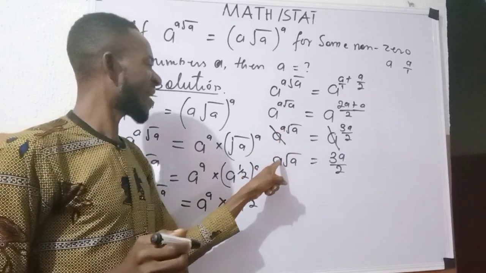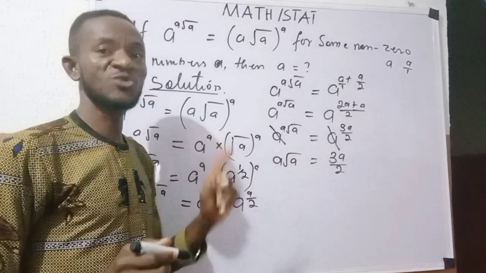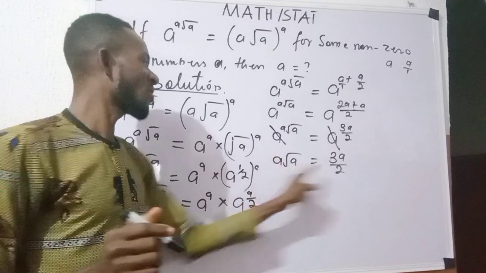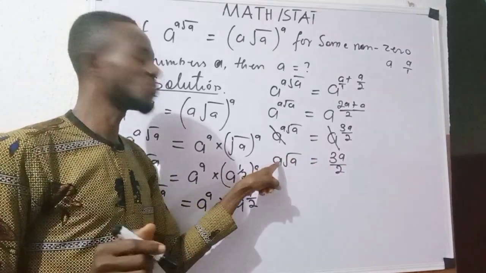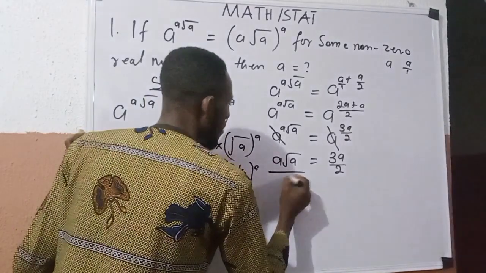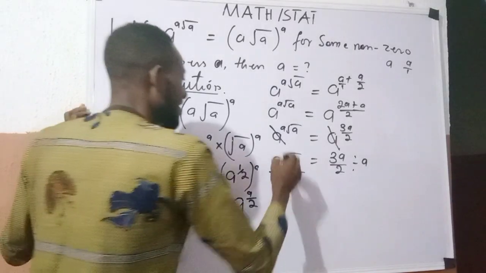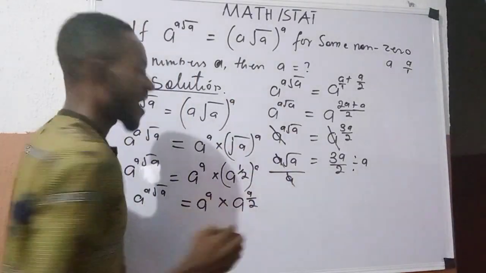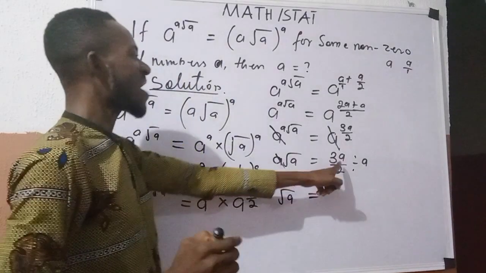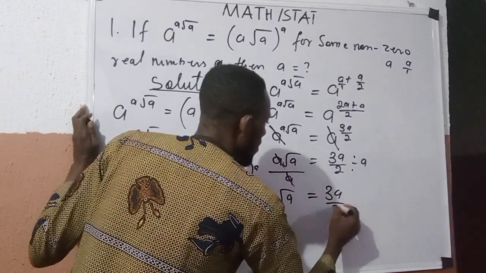Here you can see that this my a is standing as if it were the coefficient of this root a. So trying to make this root a to stand all alone, I am going to divide both sides of this equation with a. So what I'm going to have here becomes a root of a all over a, then here becomes divided by a. So that this a will cancel this a. And I'm left with root of a is given as, then here, what I have here becomes 3a all over 2.